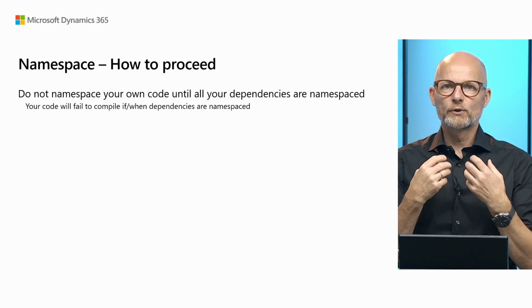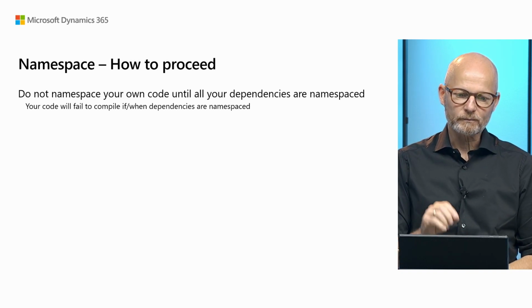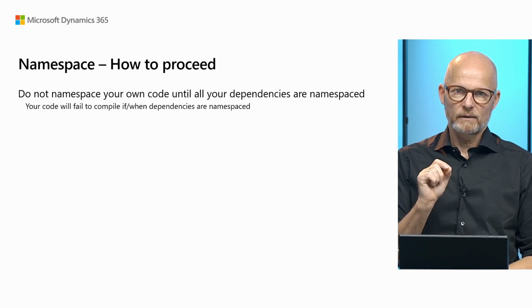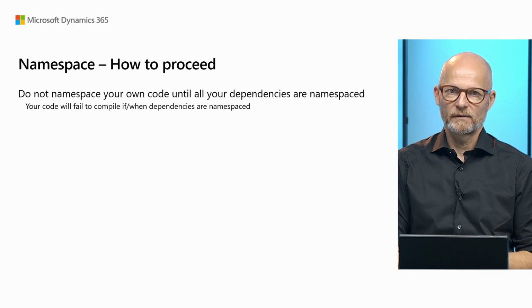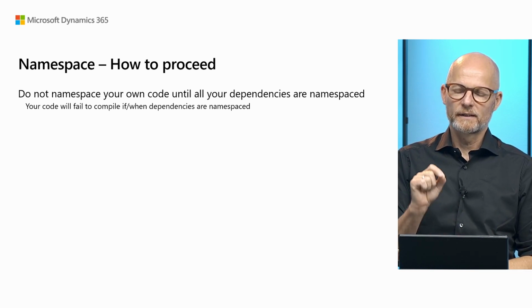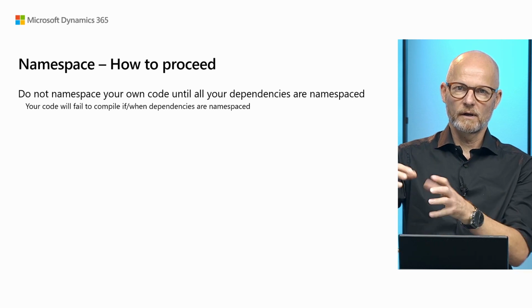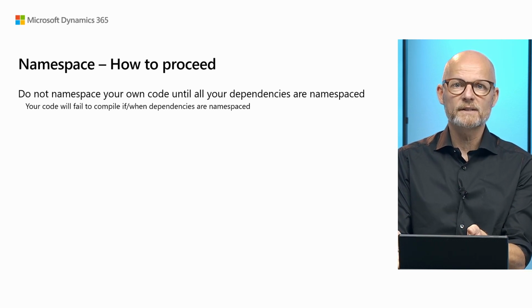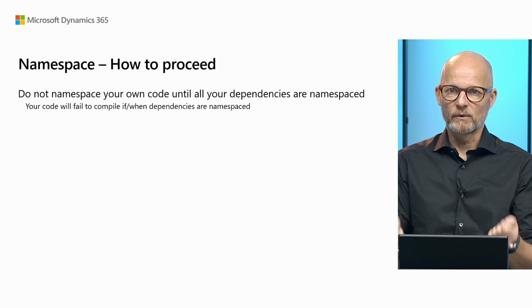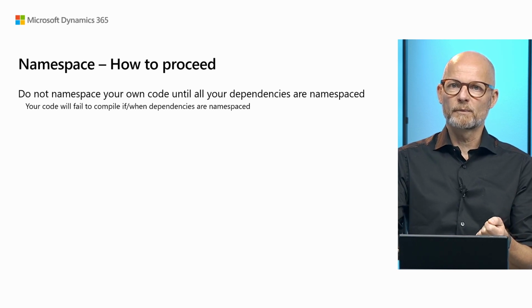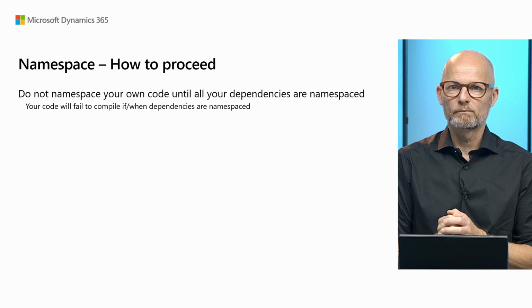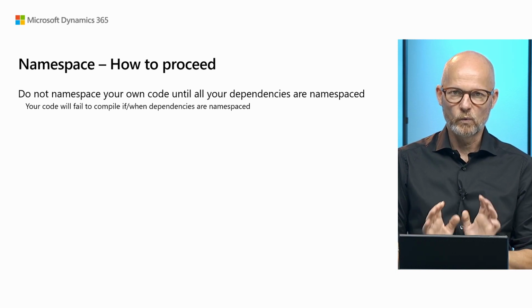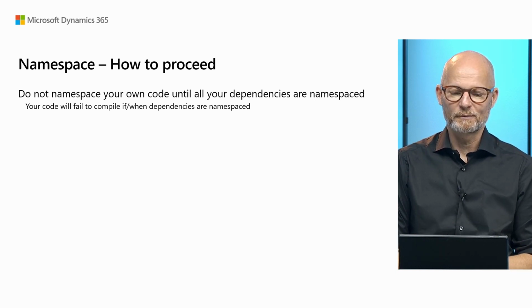Namespaces, how should you proceed with this? You should wait with namespacing your own code until all your dependencies are namespaced. The reason for that is that if you have a dependency on a module which is not yet namespaced, and you start namespacing your own code, it will break when your dependency is being namespaced, because suddenly it will not be able to find the object you previously referred to. So wait until all your dependencies are namespaced. That's important.